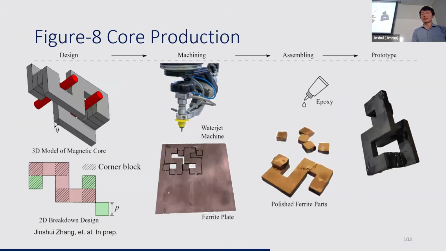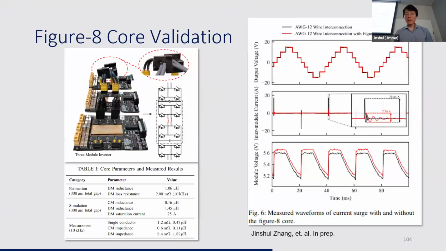And of course, making such a complex shape from ferrite is not easy since it's a fragile material. But we found a way to fabricate it in the lab. We use a water jet to cut small pieces out of a ferrite plate and then glue them together with epoxy. So this is eventually what we got, and it works pretty well.